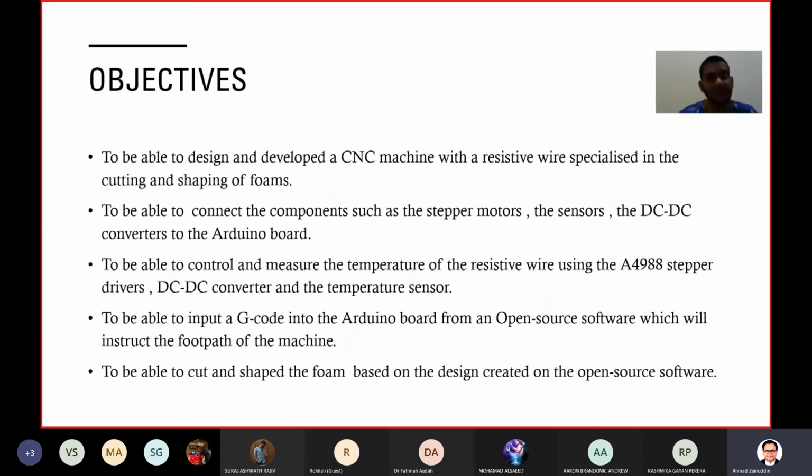The objective is to design and develop a CNC machine with a resistive wire, which we use as a hot wire to cut and shape the foam, and to connect all the components, the stepper motor, the sensors, etc., to control and measure the temperature of the resistive wire using the stepper drivers, the DC to DC converter, and a temperature sensor or thermocouple, and to upload the G-code into the Arduino board.